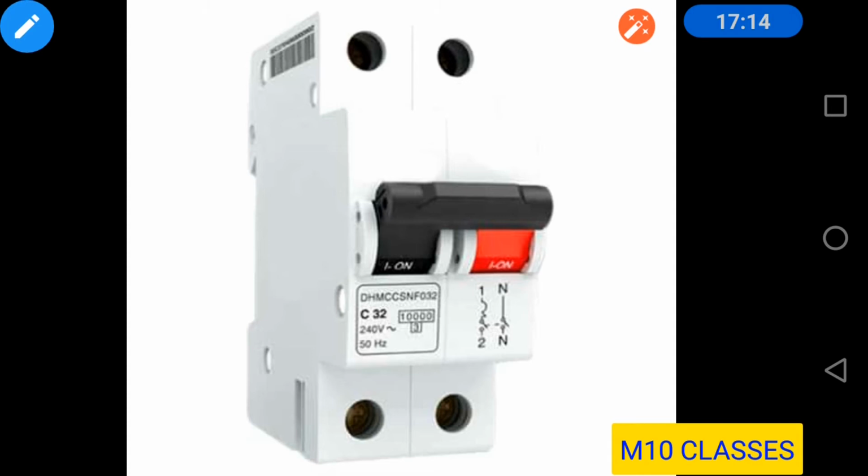Now see here students, this is called an MCB, that stands for miniature circuit breaker. Okay, now what is the use of this MCB? You might have seen that it is used in homes also.